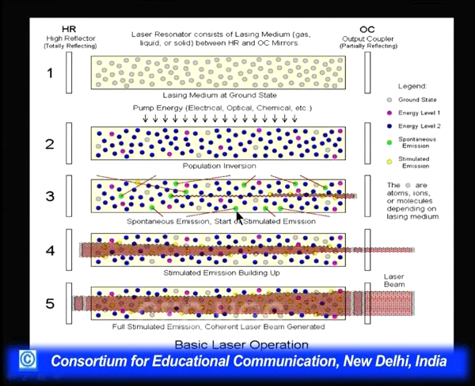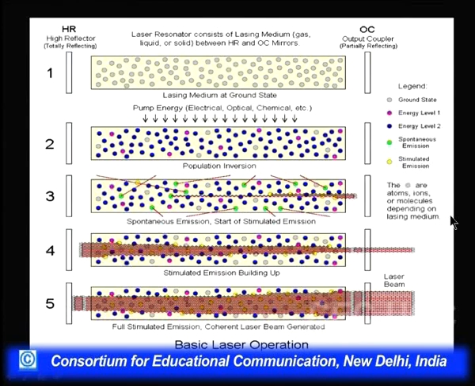But in the case of stimulated emission, we require a metastable state so that the atoms can stay for a longer time at that state, and from there we can induce or stimulate the atom to jump to the lower state and achieve the stimulated emission. Our main aim in a laser system is that the stimulated emission is more than the spontaneous emission. Here the stimulated emission is defined by the yellow dots.